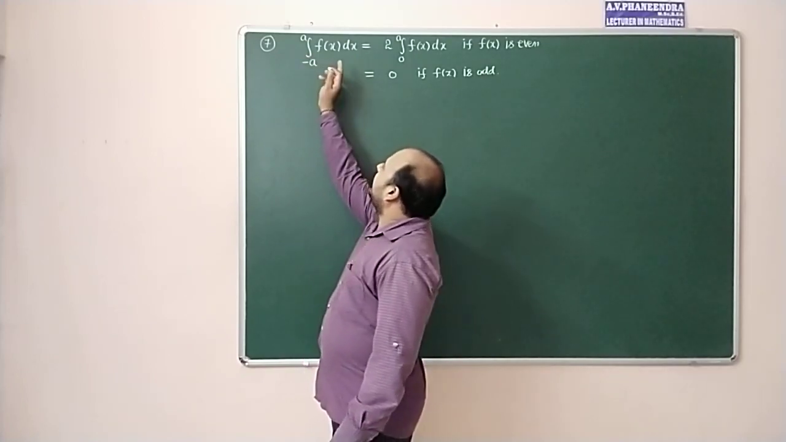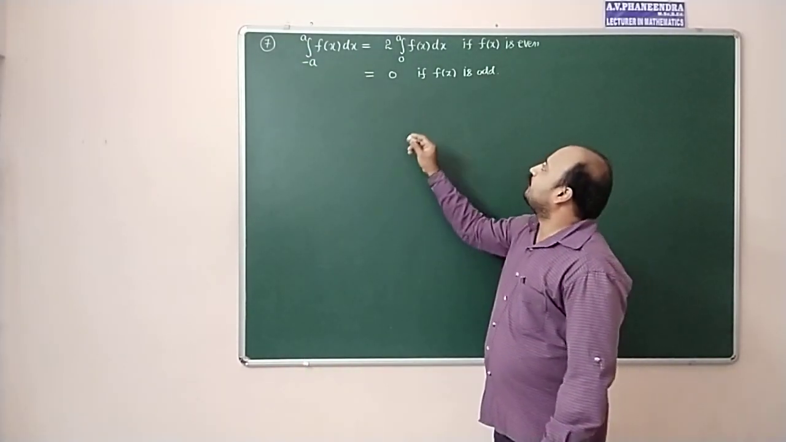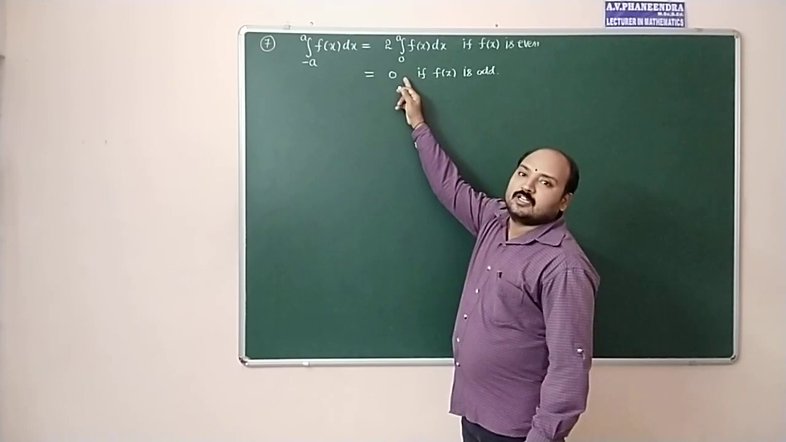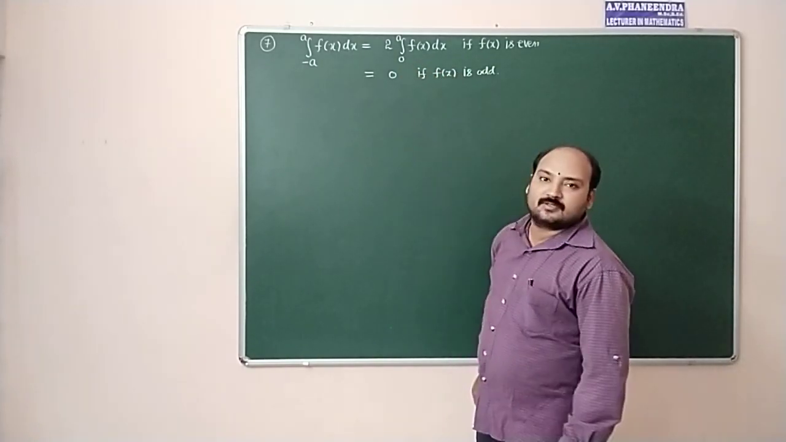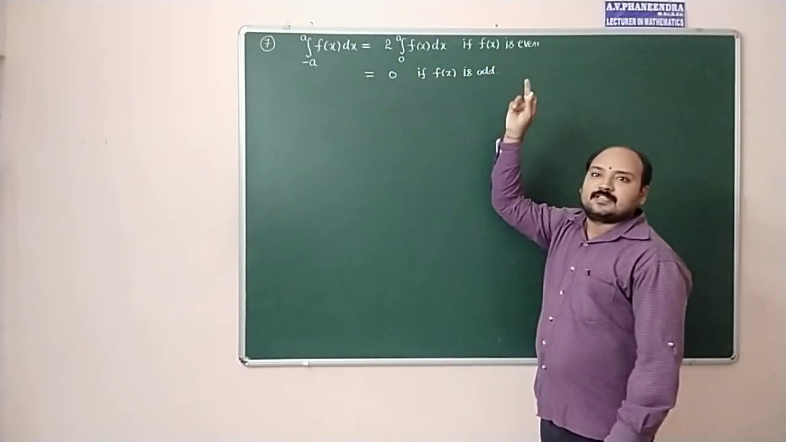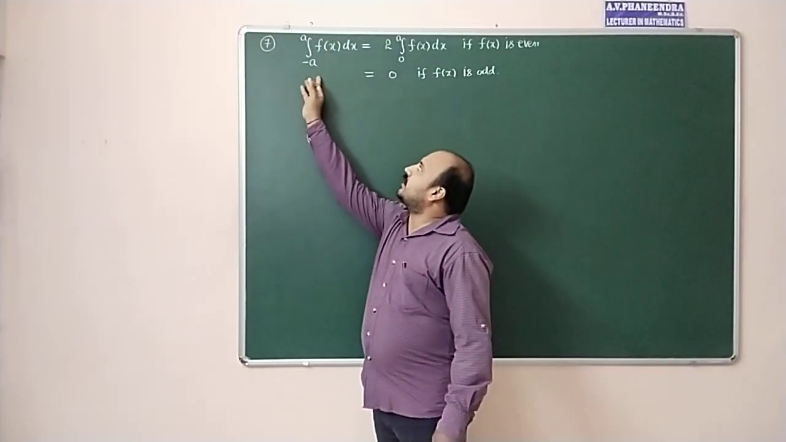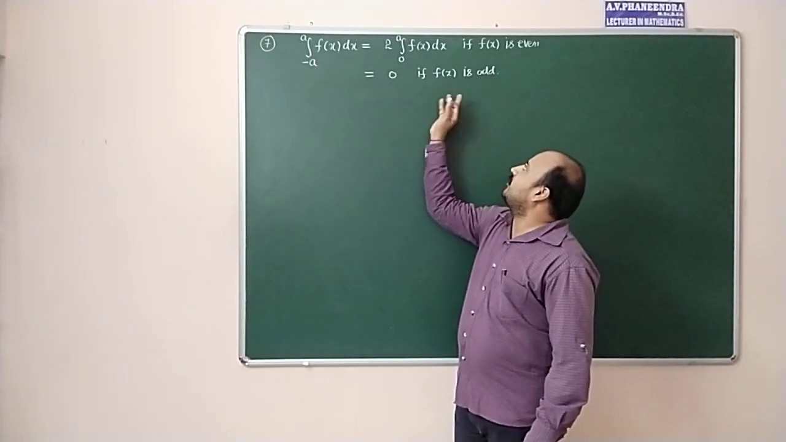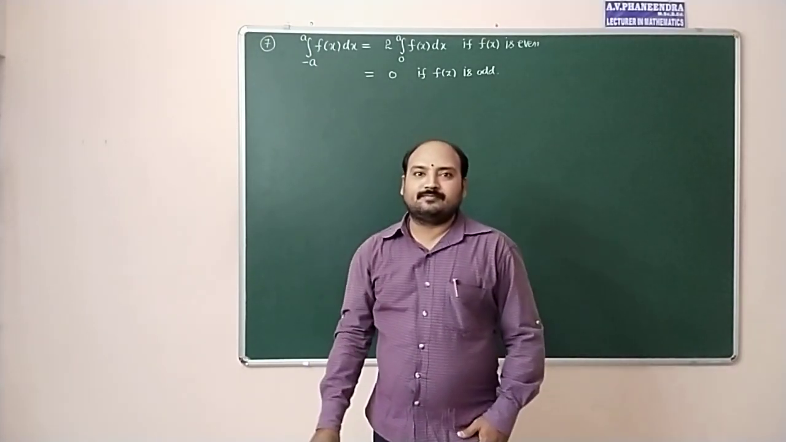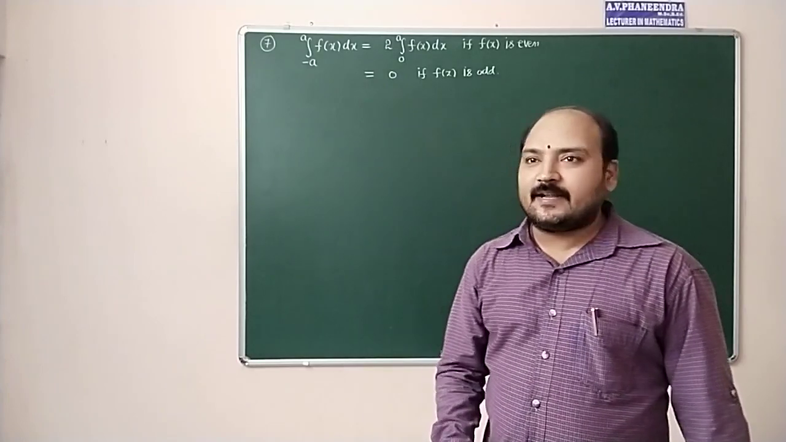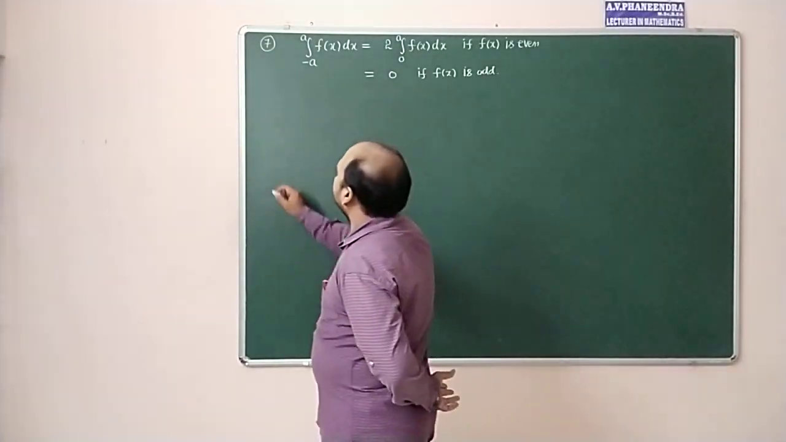Integral from -a to a of f(x) dx equals 2 times the integral from 0 to a of f(x) dx, if f(x) is an even function, and this integral equals 0 if f(x) is odd. So first you have to consider the given integral in the proof.